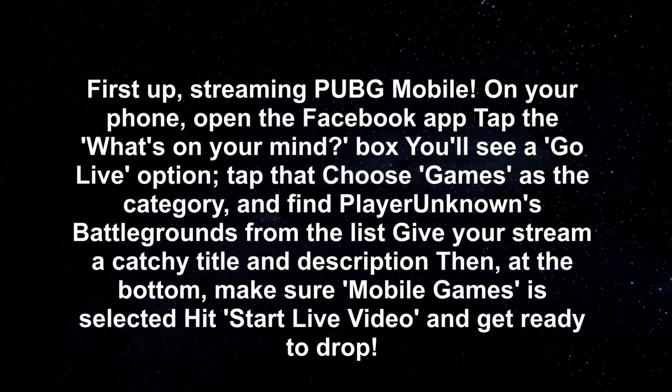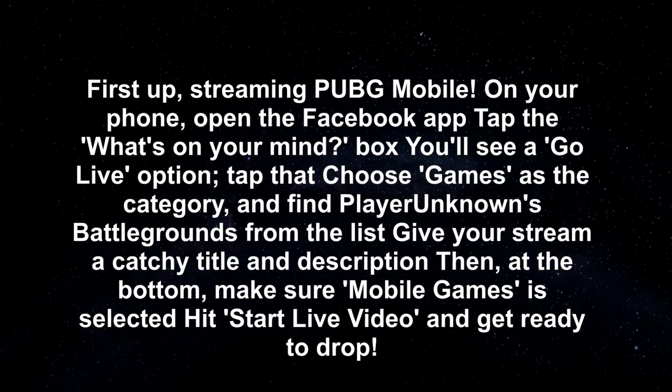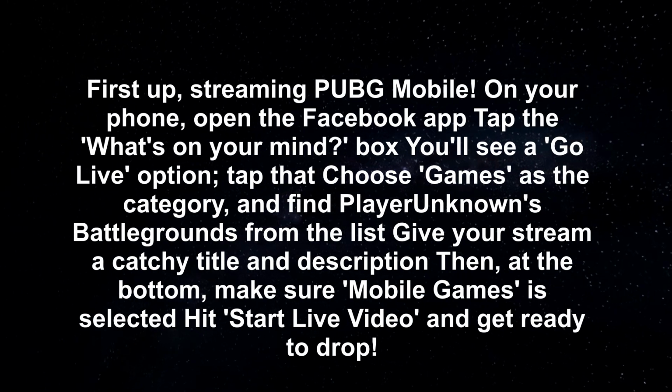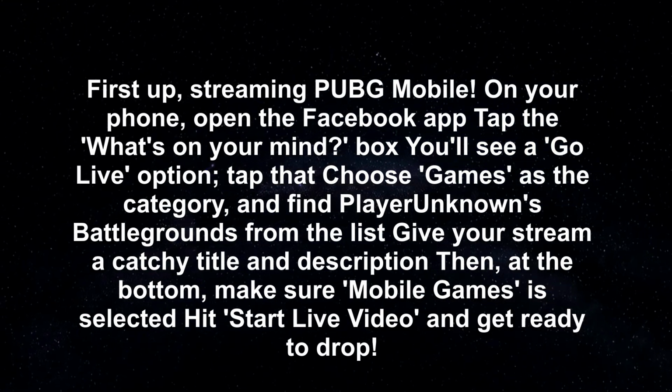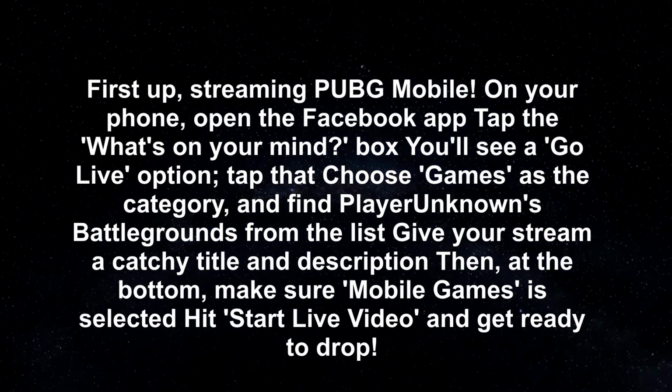Tap that, choose Games as the category, and find PUBG: Battlegrounds from the list. Give your stream a catchy title and description. Then, at the bottom, make sure Mobile Games is selected. Hit Start Live Video and get ready to drop.